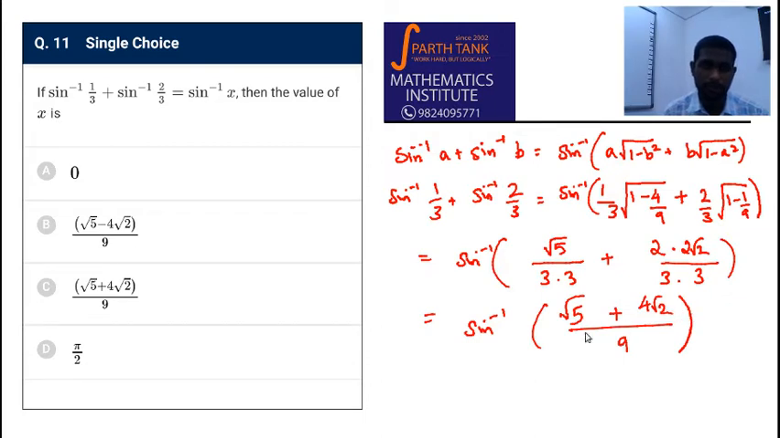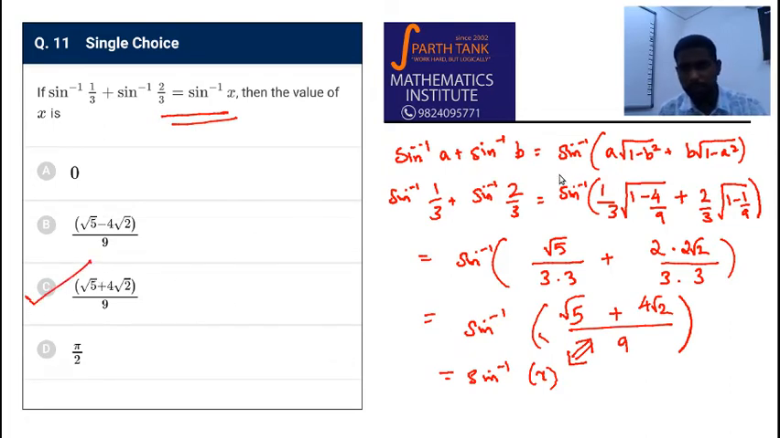Okay. So therefore, if this is equal to sine inverse of x as per the question, x is nothing but square root of 5 plus 4 into square root of 2 by 9. Option C. Very simple if you remember this expression, sine inverse of A plus sine inverse of B.